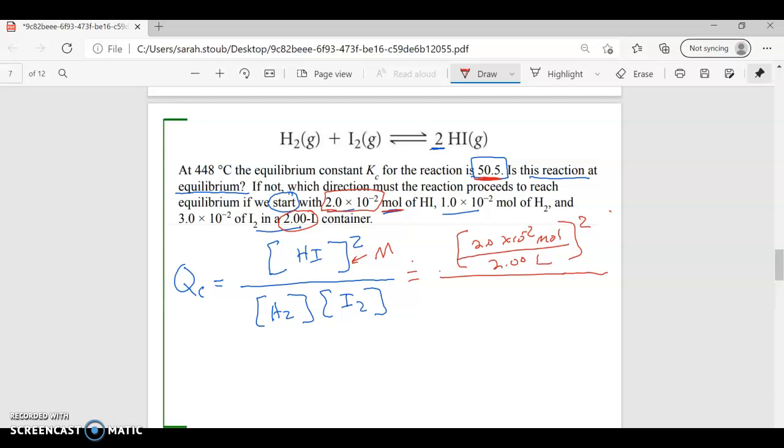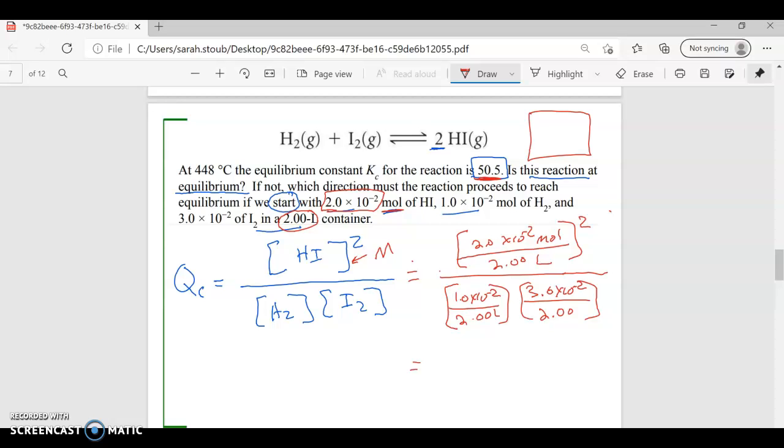So you be in the good group and know that, oh, I saw moles, I got to divide by my liters to get my actual molarity. All these gases are in one big bucket, so their liters is the same. It's just the number of moles inside that bucket that are different. So there I put 2.0 times 10 to the negative 2 moles per 2 liters on top for my HI, divided by, again, 2 liters, and my moles of H2 are that 1.0 times 10 to the negative 2. And then the concentration of that 2.0 liters on the bottom, and 3 times 10 to the negative 2.